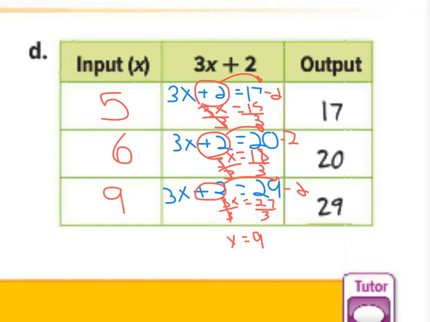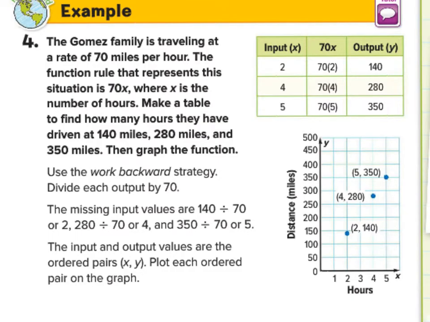There you have it. And here we have another example. As we keep solving with our function tables, where we have an input, which we choose, 2, 4, 5, and then we multiply that by our function. It's 70x. We replace the x with our input, right? We generate an output.